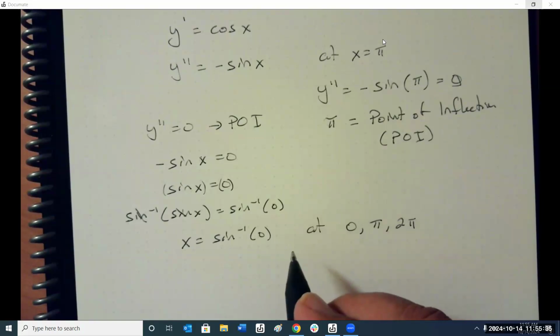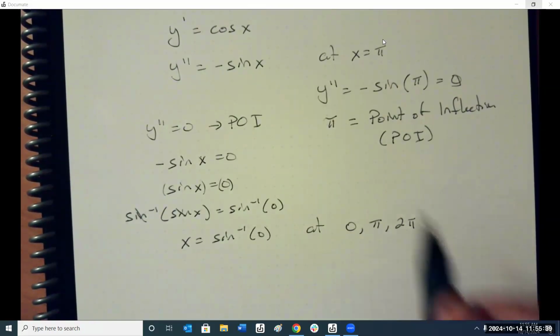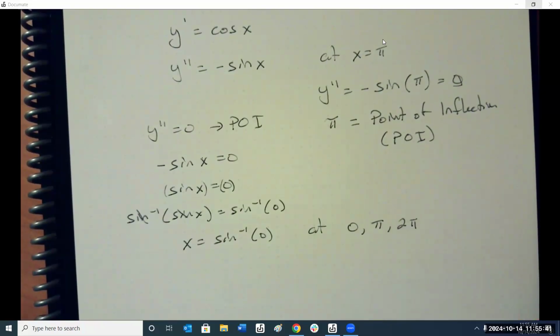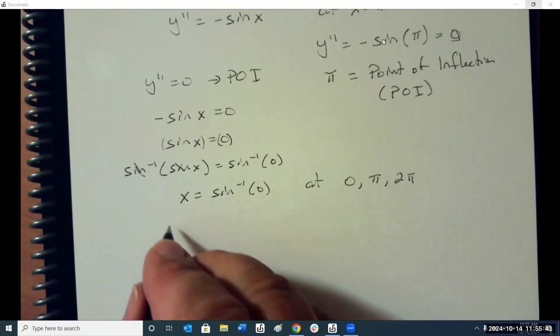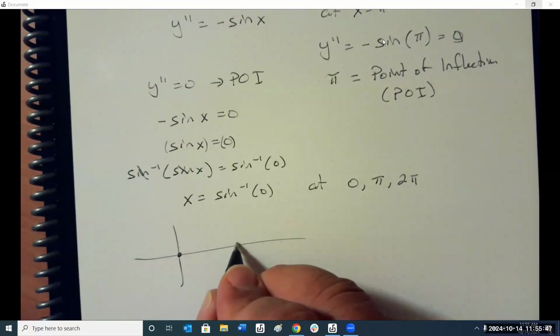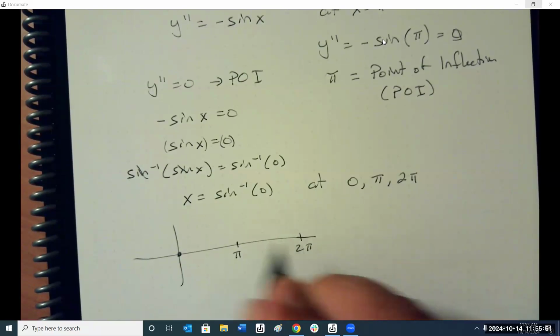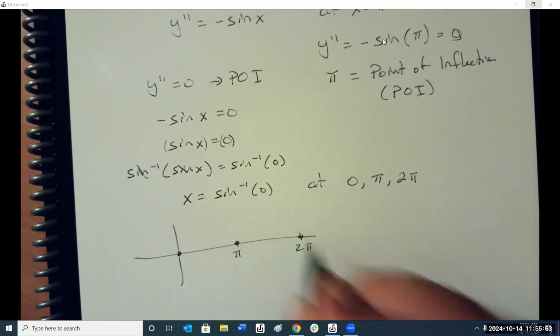So we know we have a point of inflection. These are the endpoints, they equal 0. So at 0, we have pi, and then 2 pi. That equals 0, that equals 0.